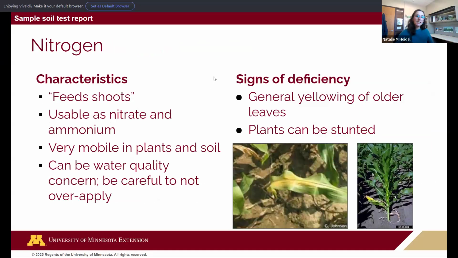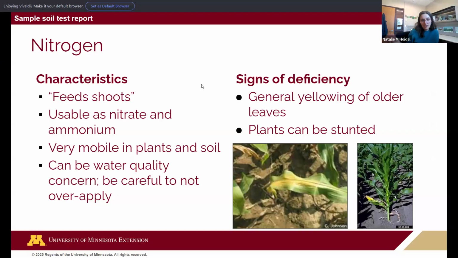So let's look at those macronutrients. Nitrogen tends to be moved into green growth, into leaves and shoots. Nitrogen is in the soil, but it's not always available to plants. So if it's in its organic form, plants can't use it. It has to be converted into nitrate or ammonium. It moves around a whole lot, so it's really hard to capture on a soil test. It also can get into our groundwater, and so it's important to not be over applying nitrogen.